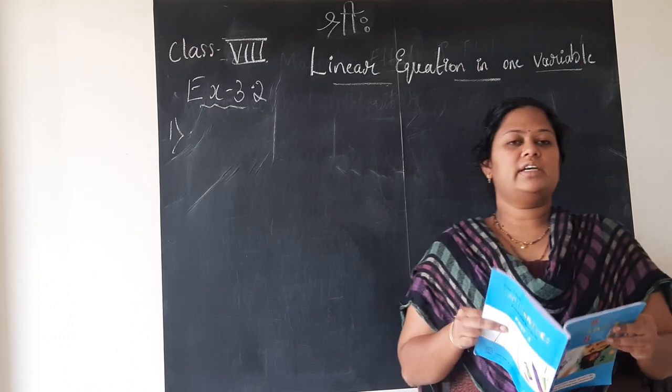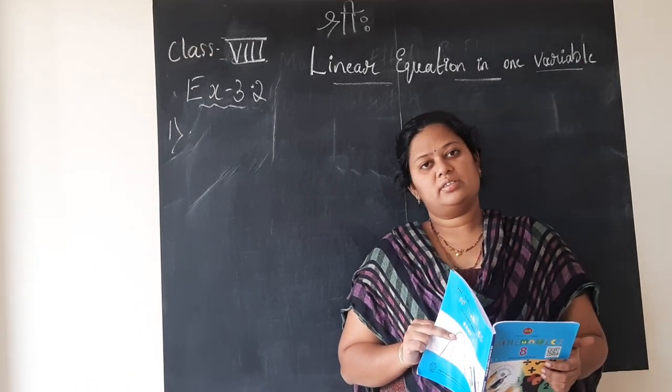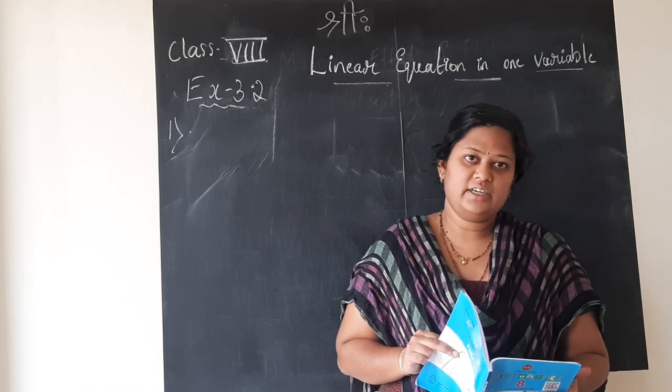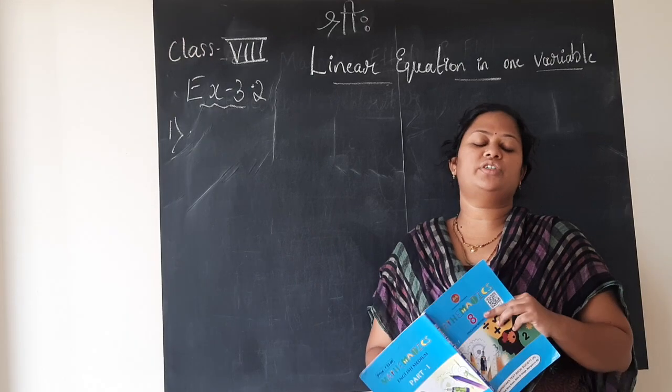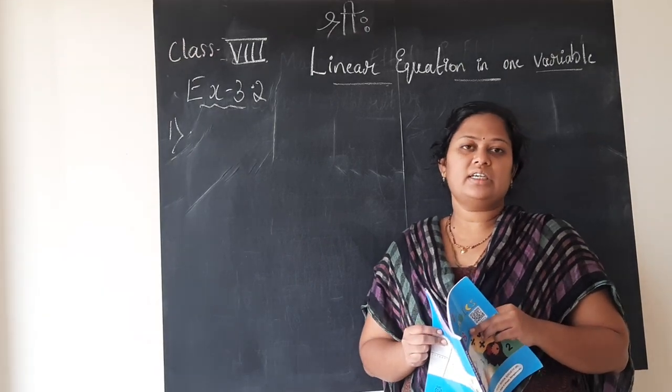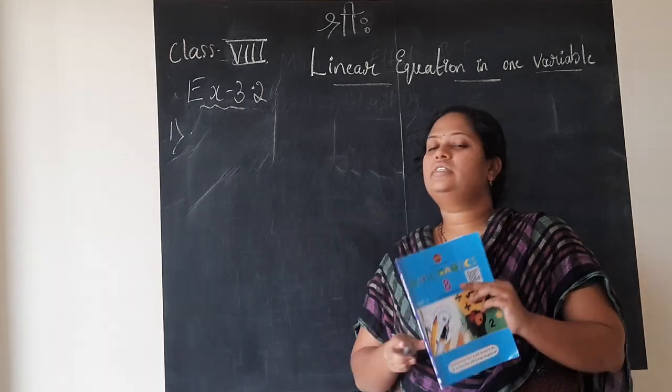So already we have solved exercise 3.1. As you know, we have rational numbers for the test. The complete lesson you have, whatever I solved. And next you have this lesson, linear equation in one variable. Up to exercise 3.1 we finished in the last class, and today I will be solving exercise 3.2.